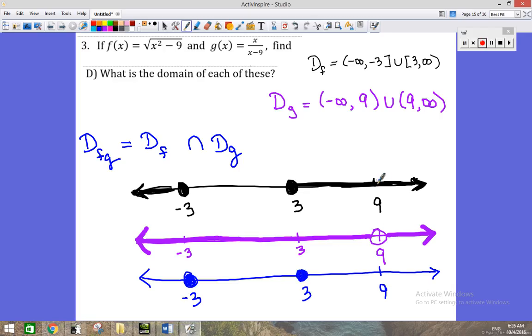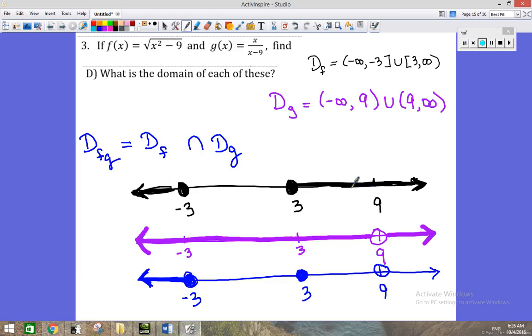Now 9 is shaded in the domain of F, but 9 is not shaded in the domain of G, so it is not shaded in the domain of FG. So are all the numbers to the left of -3 shaded in both? Yes. So they'll be shaded in the domain of FG. The numbers in between -3 and +3, are they shaded in both? No, so they won't be shaded in the intersection.